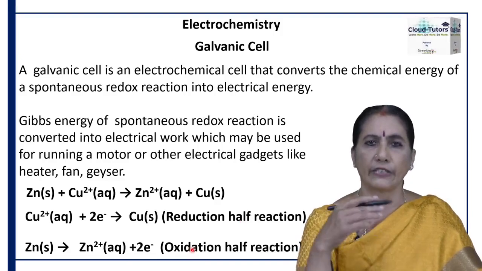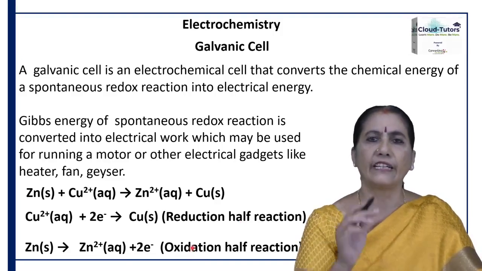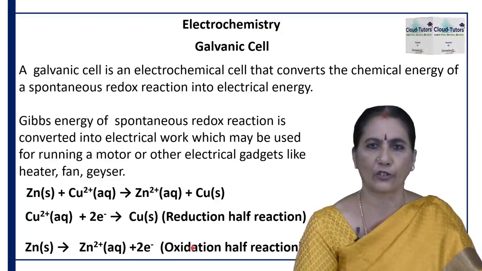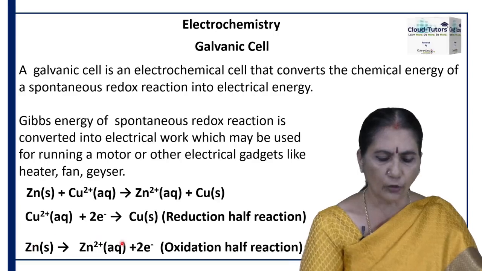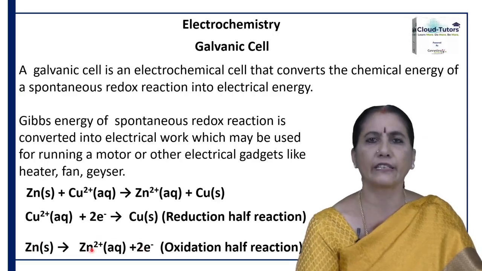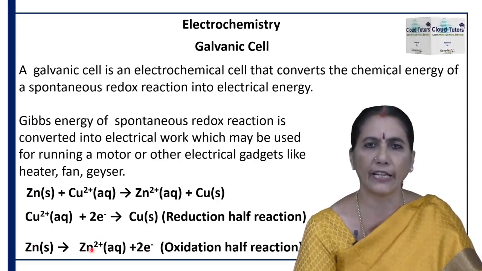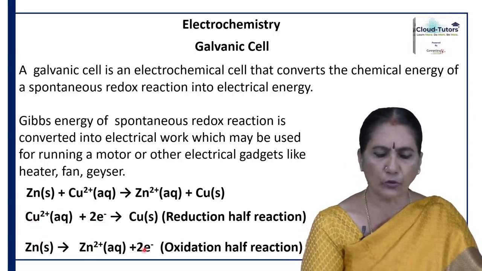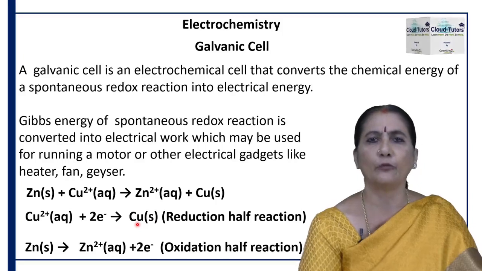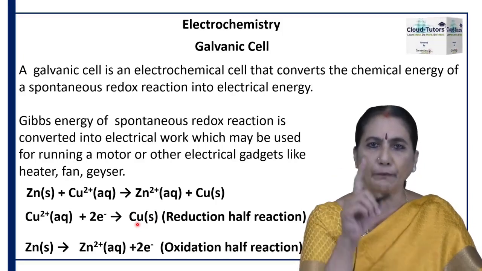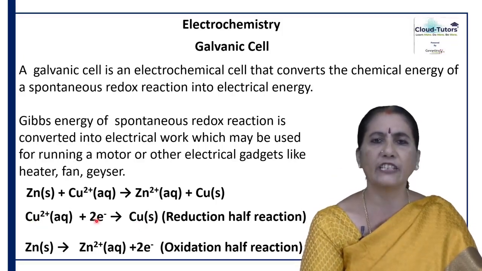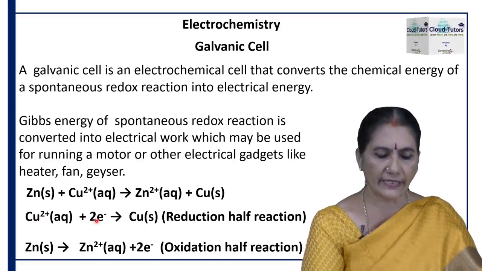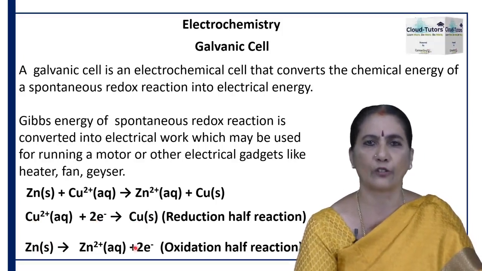Whenever I say oxidation, you have to understand it is involving loss of electrons. So zinc is losing 2 electrons in order to get converted into zinc 2 plus ion, whereas copper 2 plus is gaining the 2 electrons that are lost in order to become copper. That means copper has gained 2 electrons, whereas zinc has lost 2 electrons.